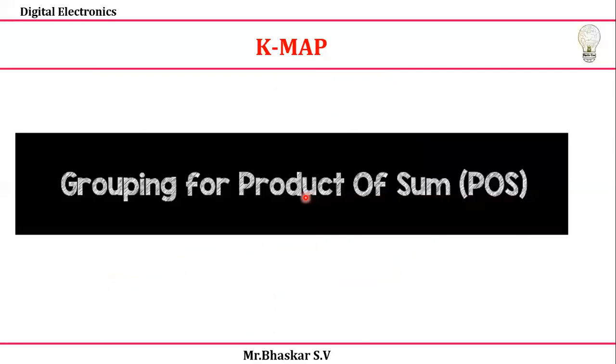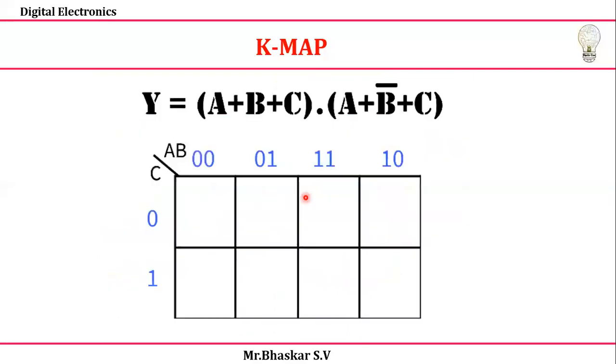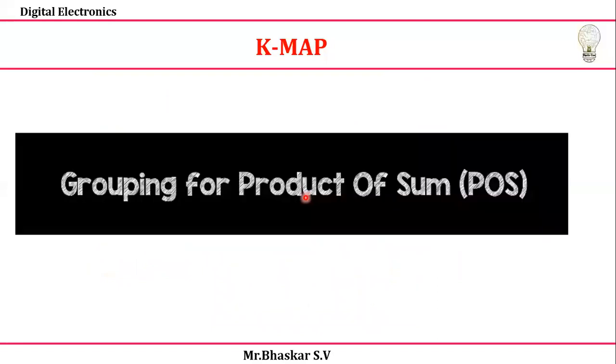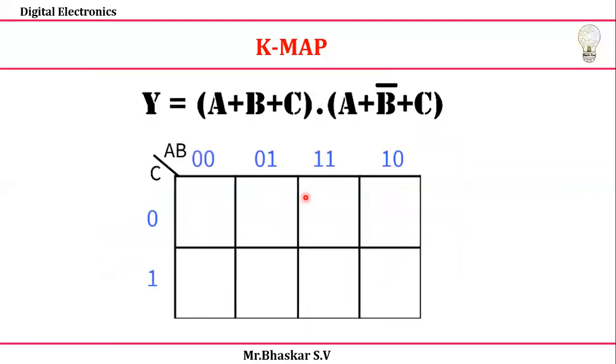Okay. Grouping for a product of sum, POS form. See, SOP form is nothing but what? Sum of products. Now we're looking for a product of sum. In this case, what we are going to take here. So the expression is y is equal to (a plus b plus c) dot (a plus b bar plus c). So how to represent it? Here 0 is my true value and 1 is my complemented value.